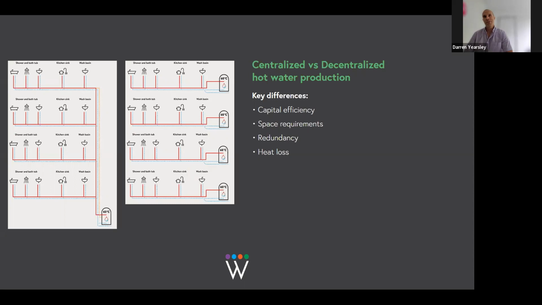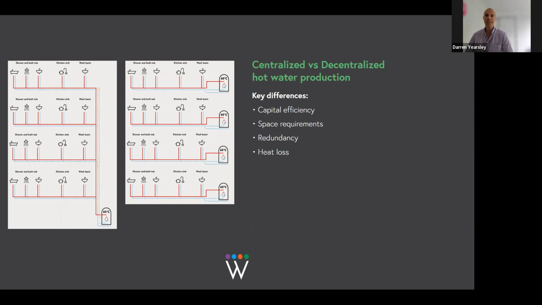So some of the key differences, the reason why you would move from a decentralized hot water system to a centralized, is the main driver, especially when we're using gas appliances, is capital efficiency. Typically what you tend to find is once you go above 20 apartments, it's, from a capital point of view, cheaper to produce your hot water centralized and then circulate it through the building than it is to produce it in each apartment.